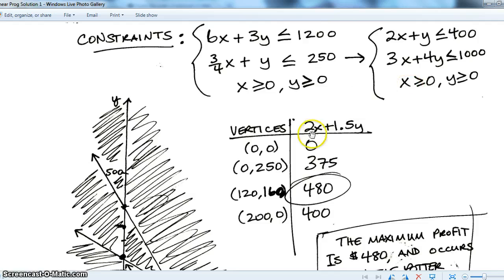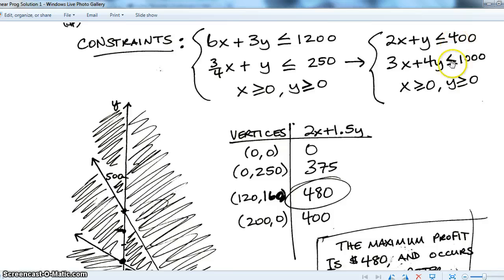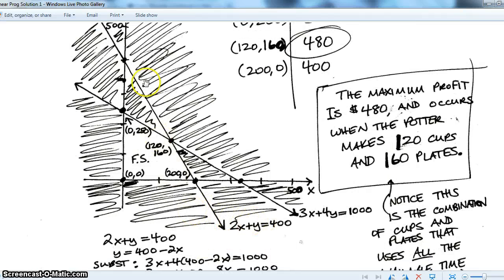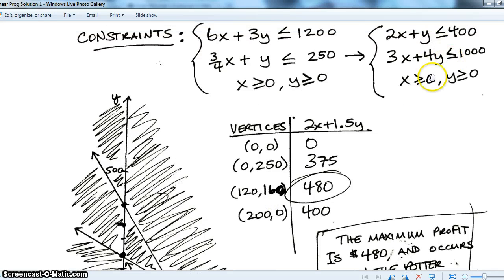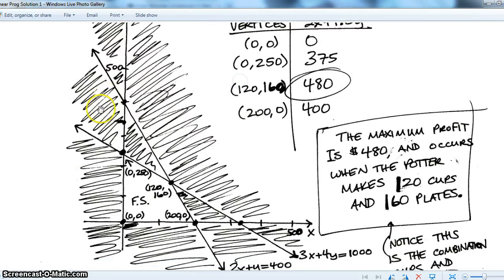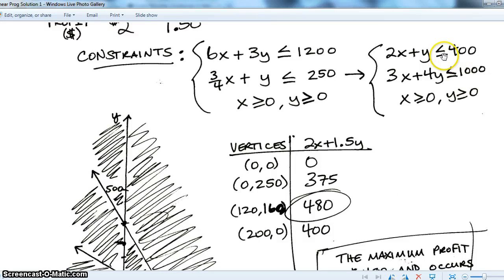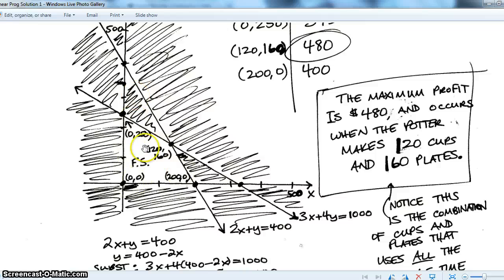So you graph this system of inequalities. 2x plus y less than or equal to 400 has y-intercept 400, x-intercept 200. So that is this line right here, 2x plus y equals 400. 3x plus 4y equals 1000 is this other line right here.